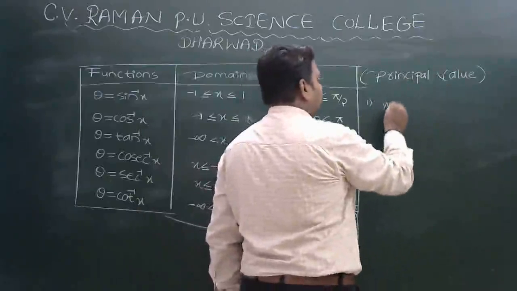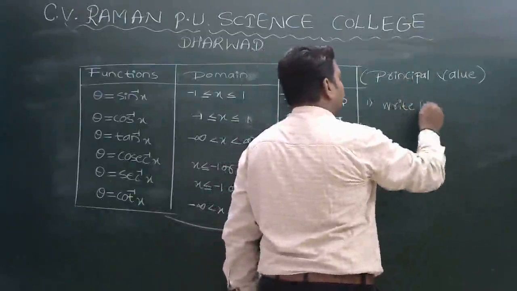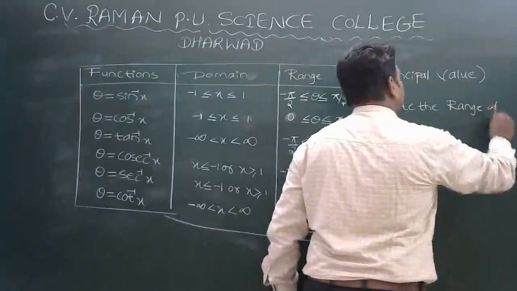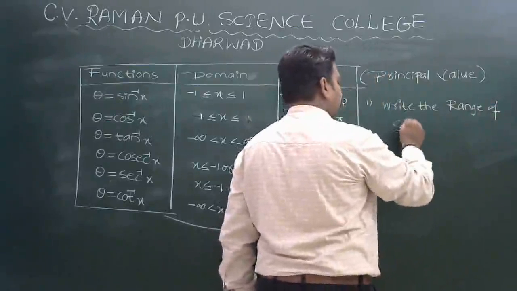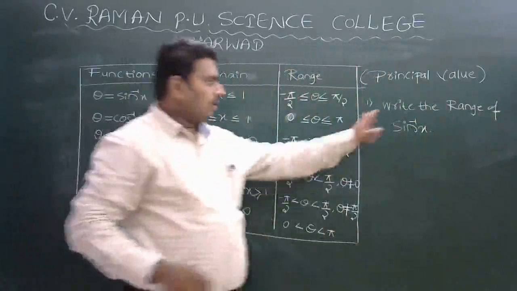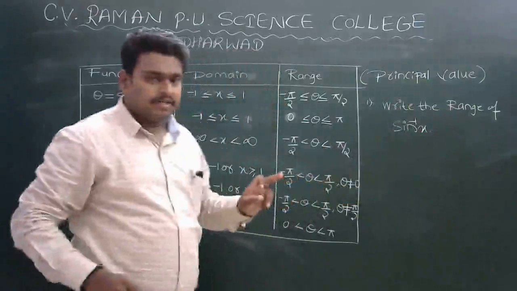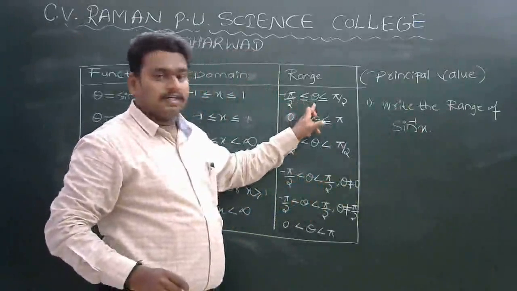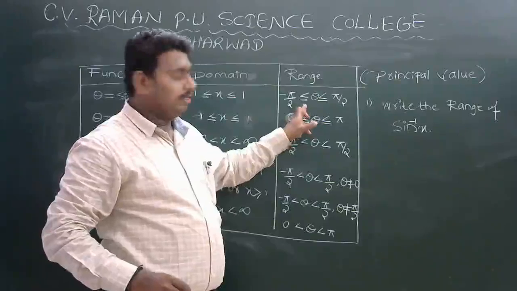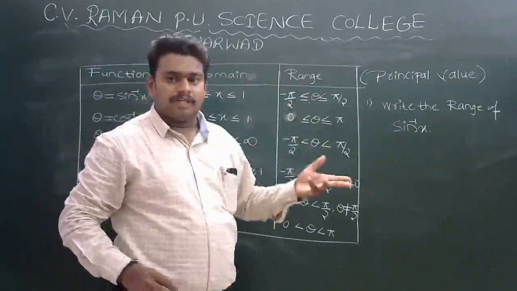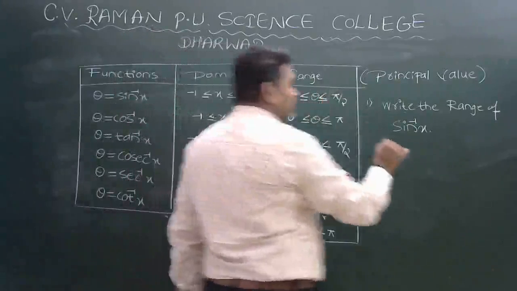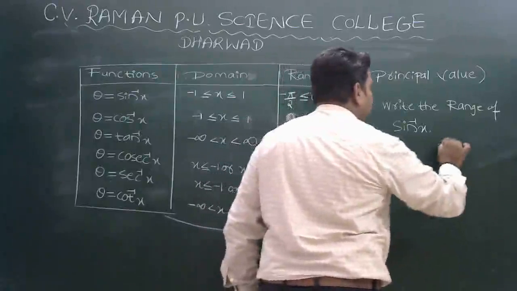Write the range of sin inverse x. For sin inverse x, the range, theta values lie between less than or equal to minus pi by 2 to plus pi by 2. Got it? Here, because of less than or equal, we use a closed interval.